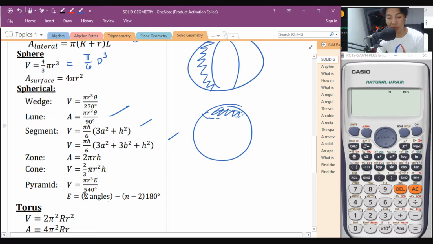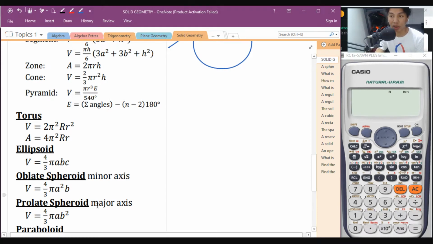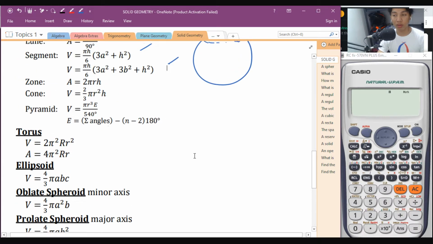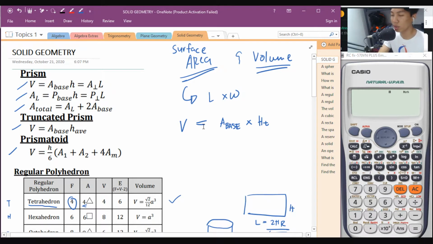Pyramid, spherical pyramid. Ito lang yan. Okay? Where E is equal to the sum of all the angles inside minus n minus 2 multiplied to 180. Kapag torus or toroid, yan yung donut. Ellipsoid, yung ellipse. That is a solid figure. The oblate spheroid, ibig sabihin parang earth, flat yung bawat poles. Prolate spheroid, which is a major axis. Tapos yung paraboloid. Paraboloid is yung scoop. Ganun. Baliktad. Okay? So, that will be the discussion niya. So, let us go to the problems.